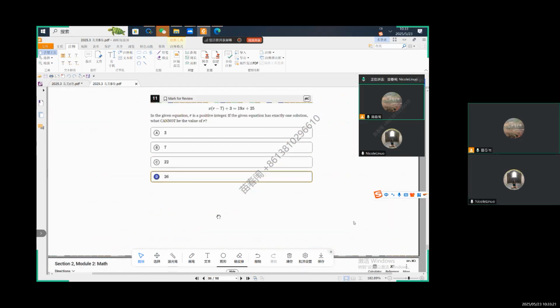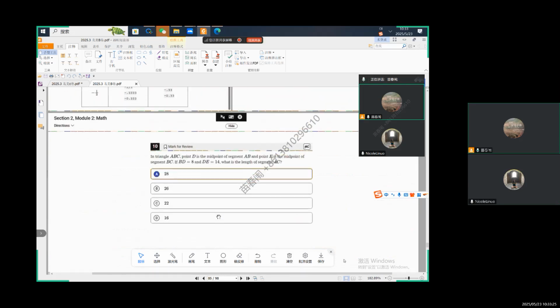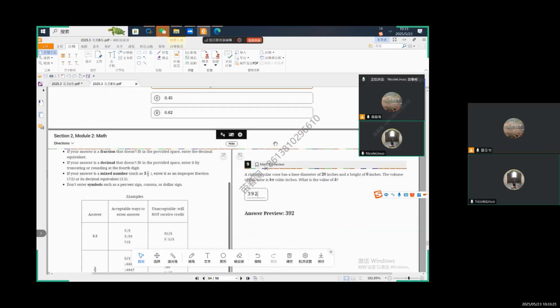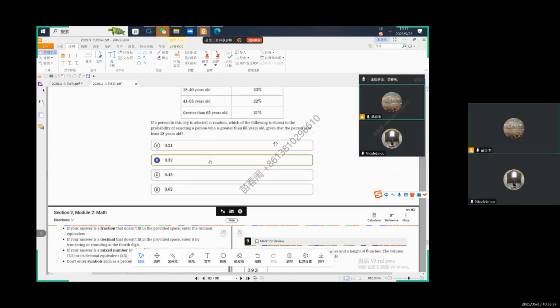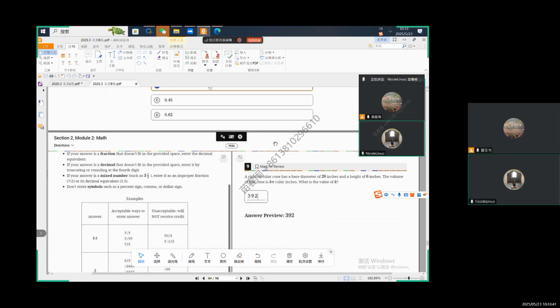How about the one that actually has a picture in there? 10. I think this is okay. Oh, 9 might not be so okay. Let me see. No, I think 9 is okay. I have the formula, I'm okay.